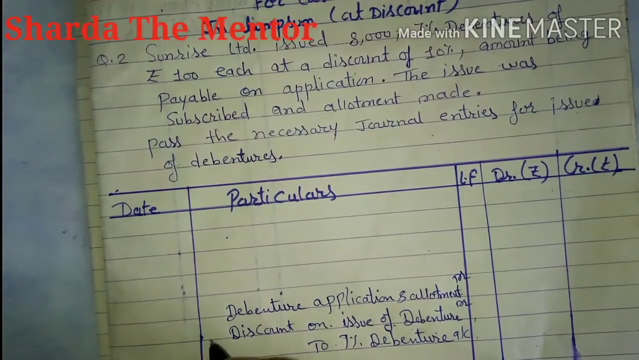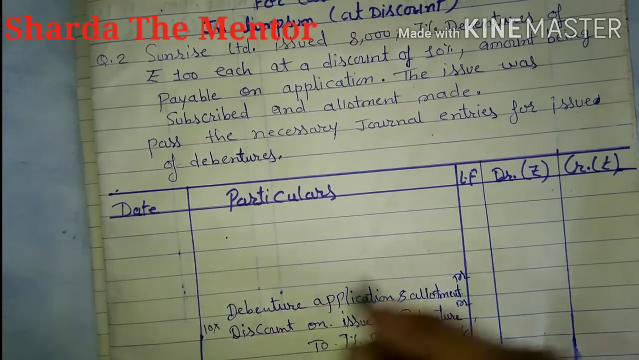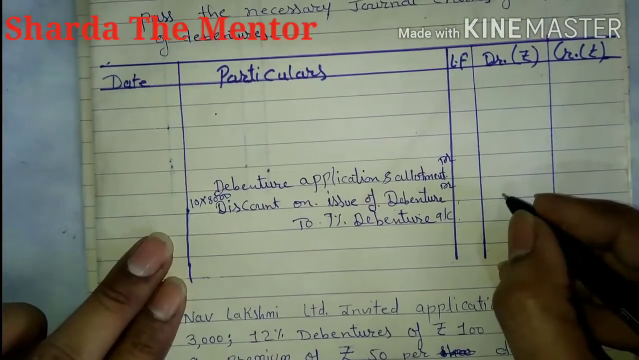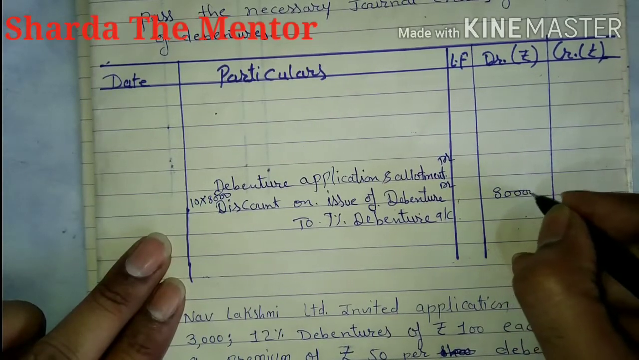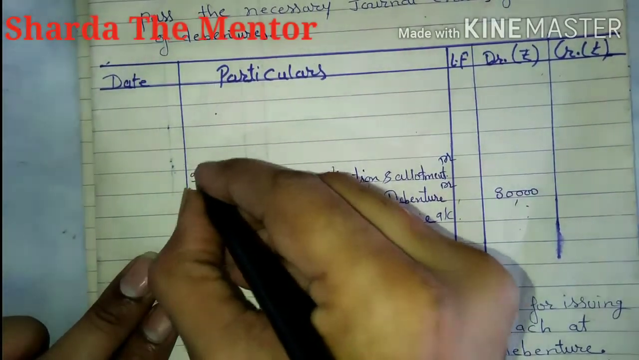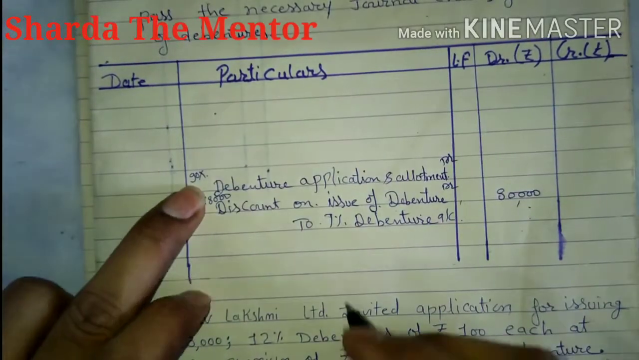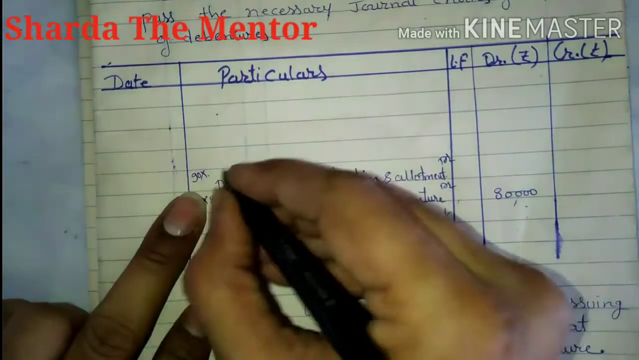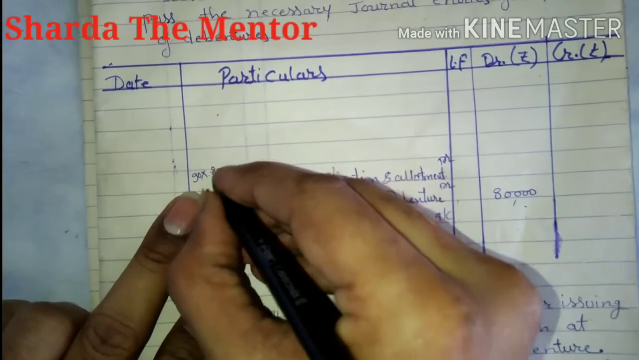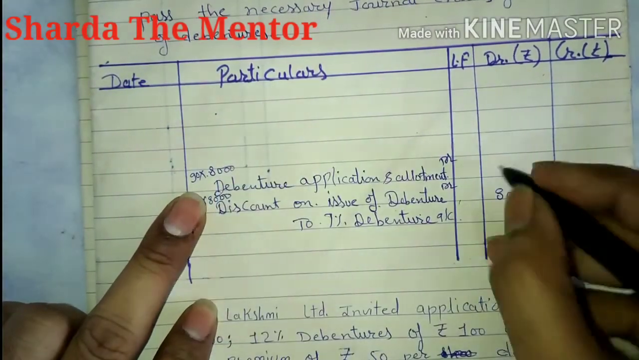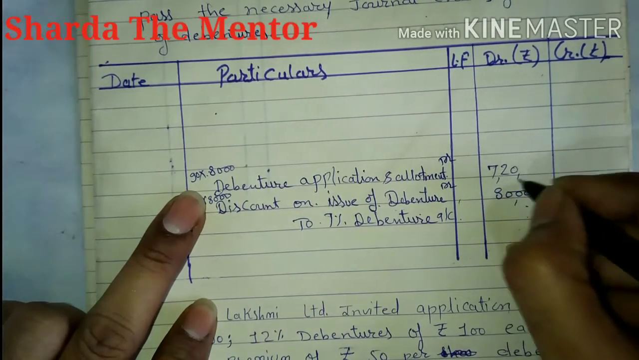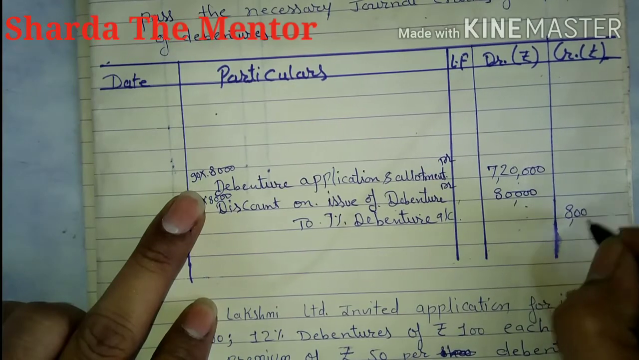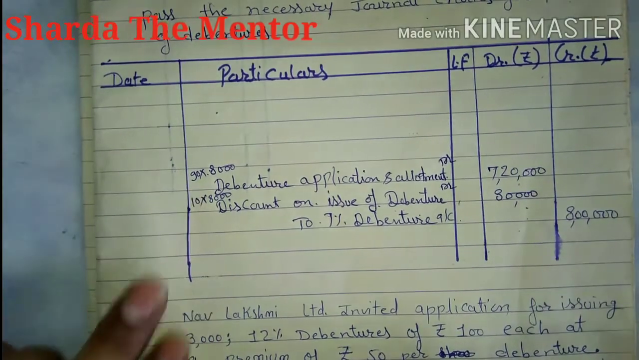So you have to do one thing: that 10 rupees needs to be multiplied with 8,000 shares. So that will be 80,000. Remaining 90 rupees. For explanation I am mentioning it here, but it is not necessary that you do the same thing. So 90 into 8,000 will be 7,20,000. And the total of these will be transferred into debenture. So that will be 8 lakh rupees.